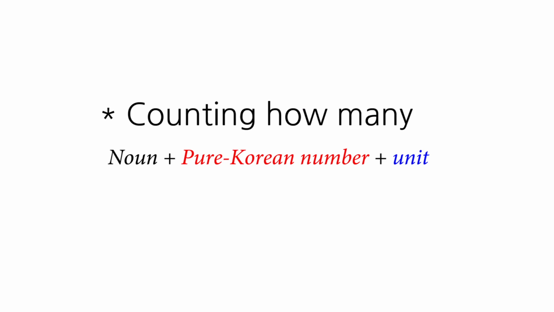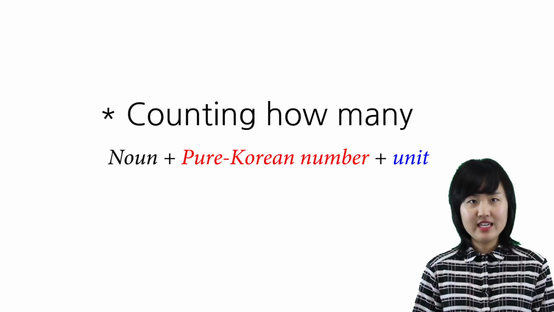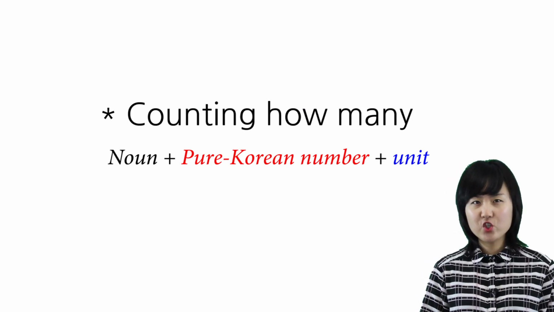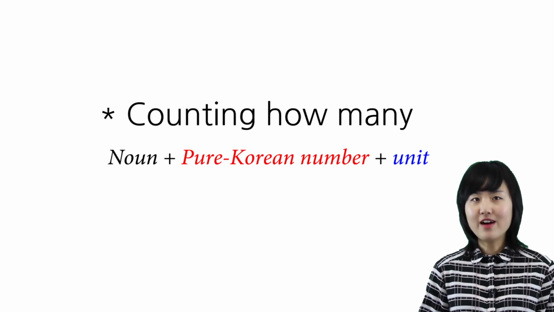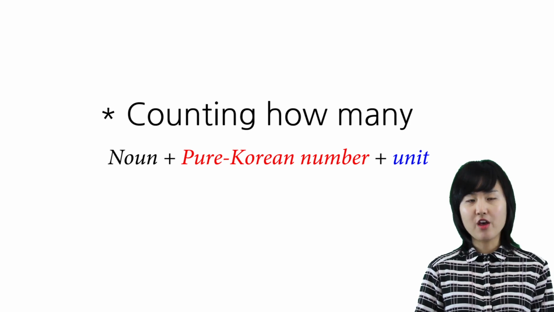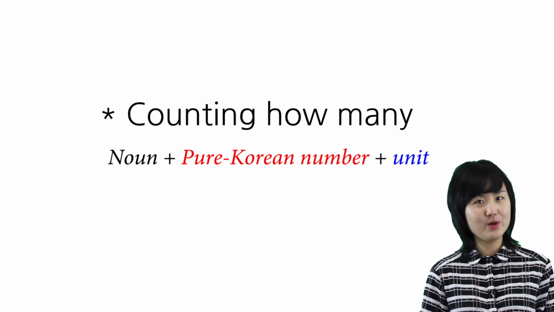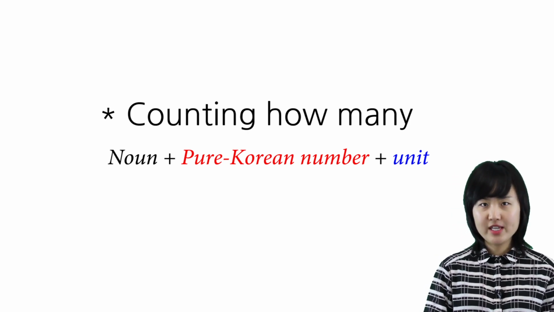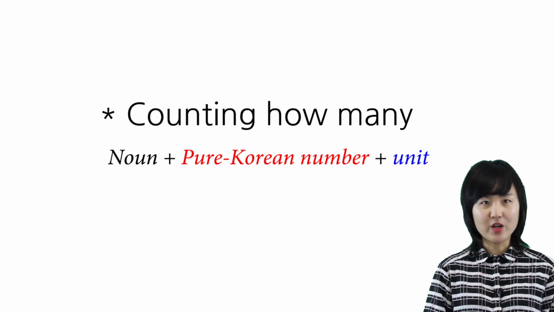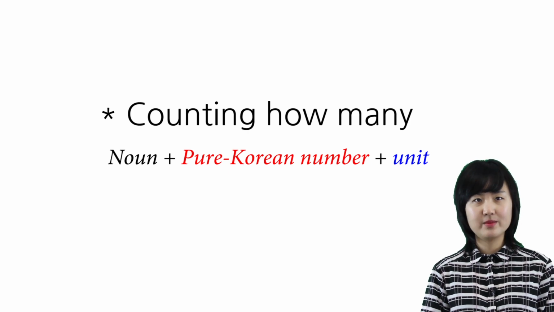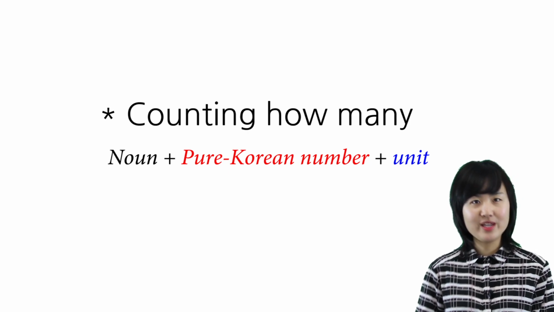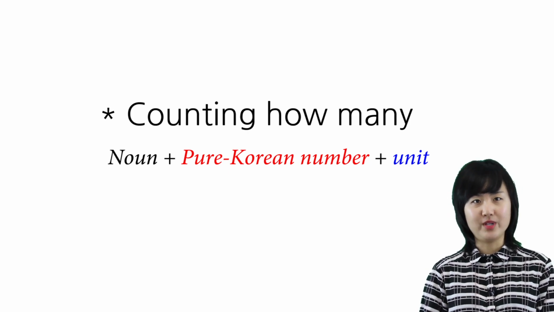When you count something, depending on what you are counting, different units are used. Even in English, like 5 sheets of paper, 3 cups of coffee, 5 bottles of water, 3 people, and so on, those sheets, cups, bottles, and people are referred to as a unit. Also, in Korean, you have to use the proper unit.